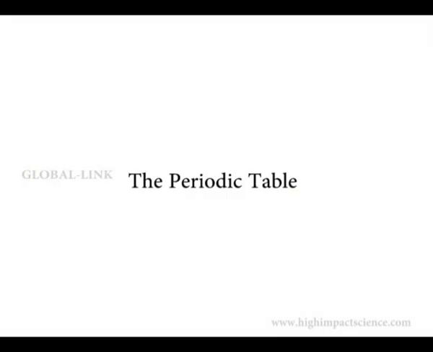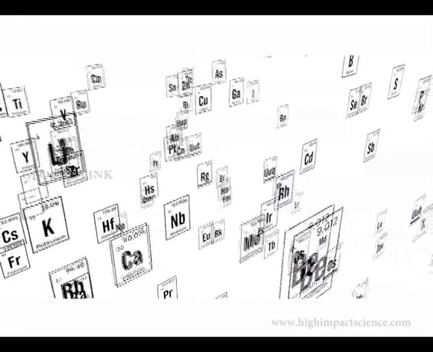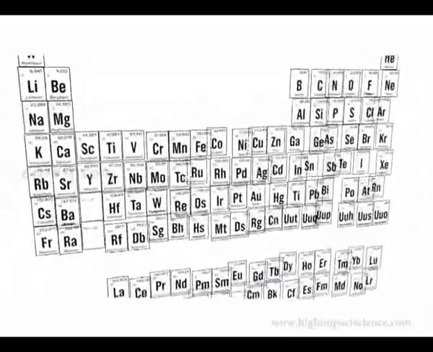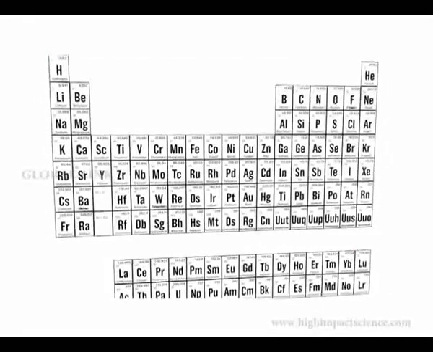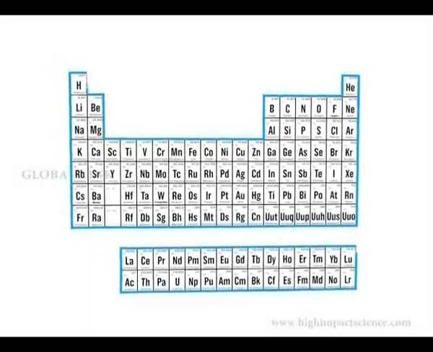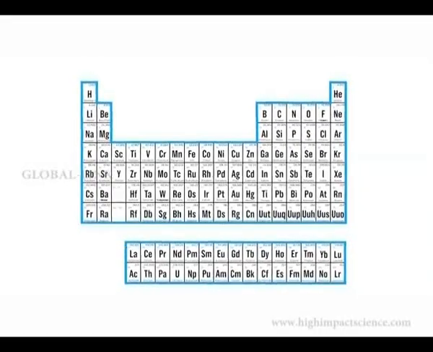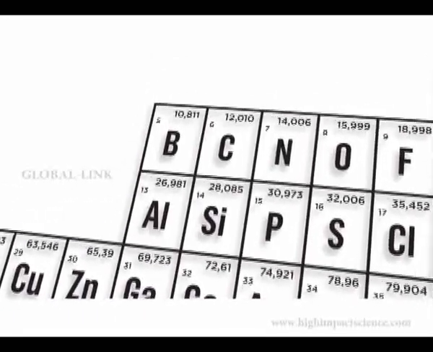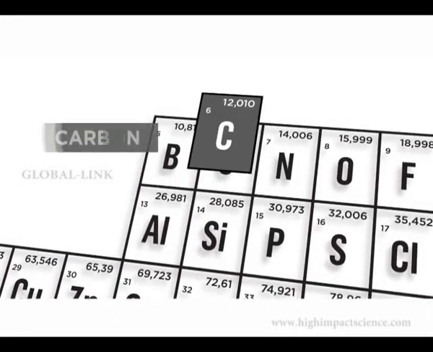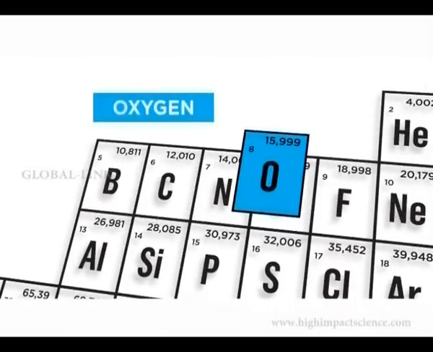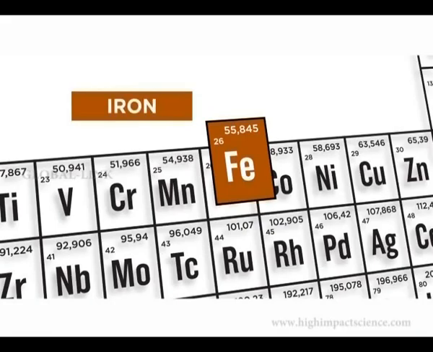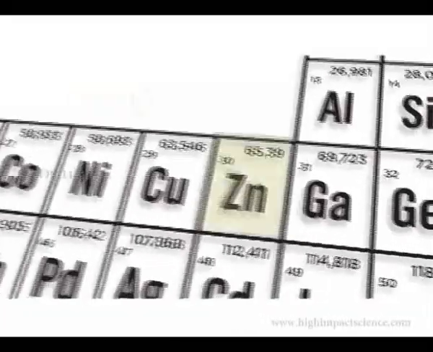The periodic table. The periodic table is this chart with a strange shape, with letters and numbers, neither squares nor rectangles. You may know what some of these letters represent. C is the chemical symbol for carbon. O is the chemical symbol for oxygen. The chemical symbol for iron is Fe. Zn is zinc.